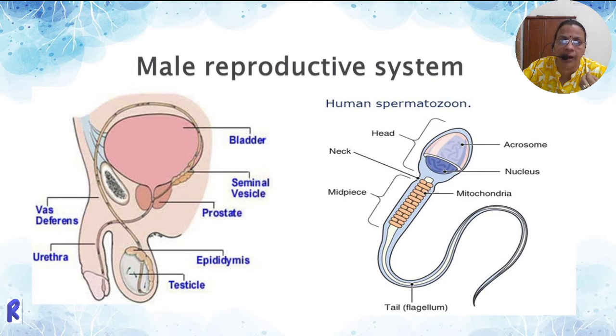This urethra will pass through a rod-like structure. That rod-like structure is called the penis. So through the penis, the urethra will pass out. At the tip of the penis, it will open out. So the semen can be ejected through the penis. So the penis is acting as a copulatory organ.